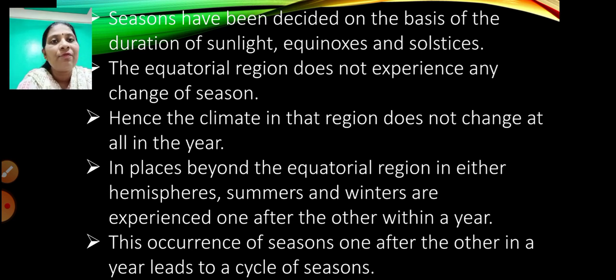So seasons are decided on the basis of duration of sunlight, equinoxes, and solstices. The equatorial region does not experience any change of seasons, but in regions beyond the equatorial region, in both the hemispheres, they experience summer and winter one after the other within a year. And this occurrence of seasons one after the other in the year leads to a cycle of seasons. I hope this is clear to you, children. Now let's go ahead.